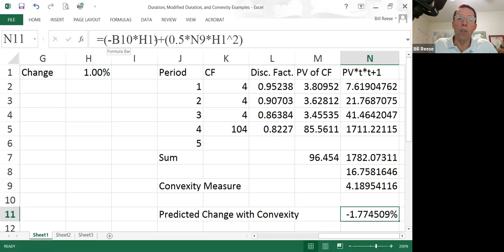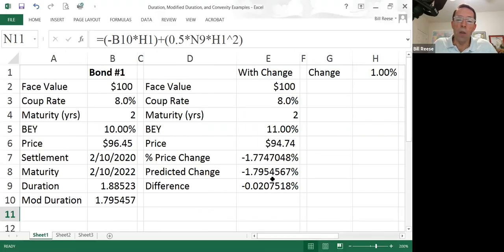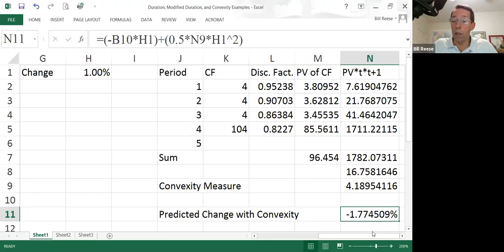And then our predicted change in price with convexity is going to be the negative of modified duration multiplied by the change in yield, plus 1/2 times our convexity measure multiplied by the change in yield squared. And so the predicted change is 1.774. The modified duration predicted 1.795. And look, the actual price change was 1.7747. That is much closer with convexity added in there. Convexity added in was 1.7745. So convexity added in does a better job.